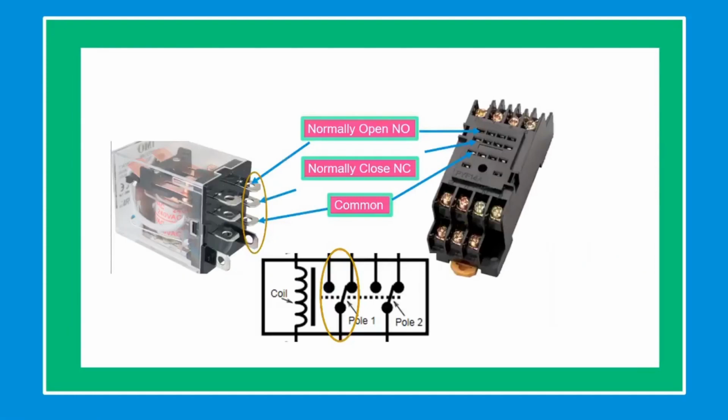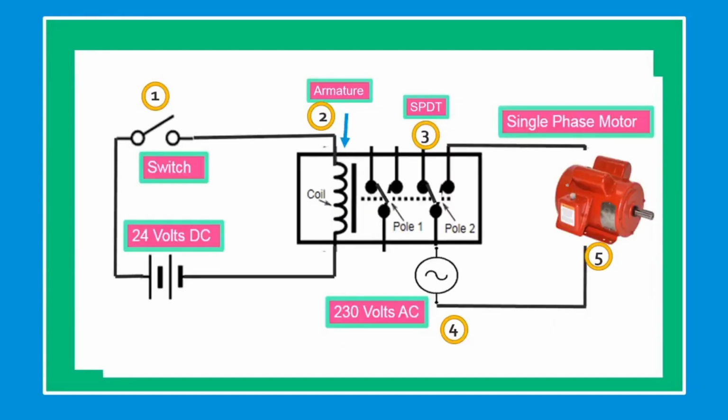This is a relay showing which pin is the normally open or closed contact. In this example, the initial condition of the circuit is that switch number 1 is open, the relay is not energized, and the electric motor is not running. What will happen if we close the number 1 switch?